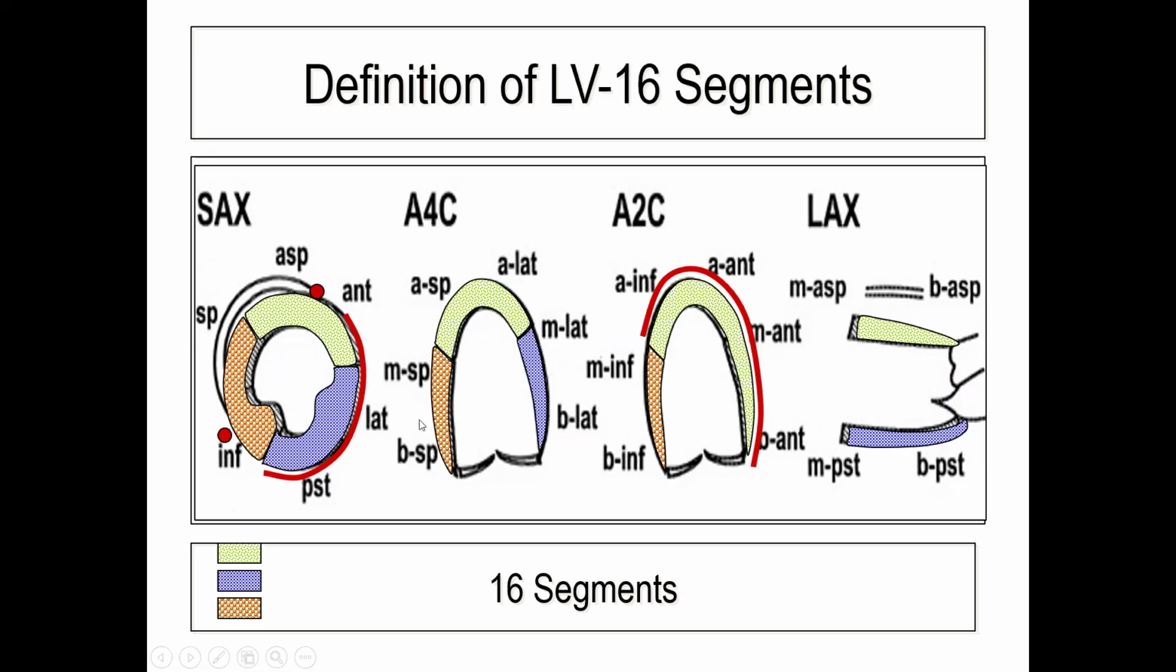Look carefully in 16 segments. Two of this RCA. Two of this is circumflex. 8 segments are supplied by LAD, and now you can expect a person who develops extensive anterior wall MI, he normally comes in a shock.